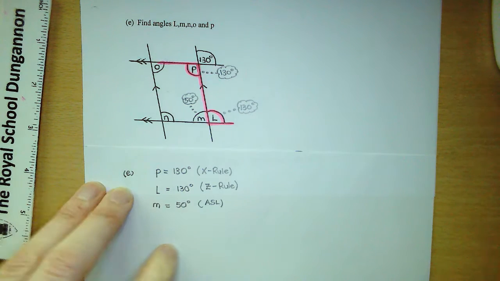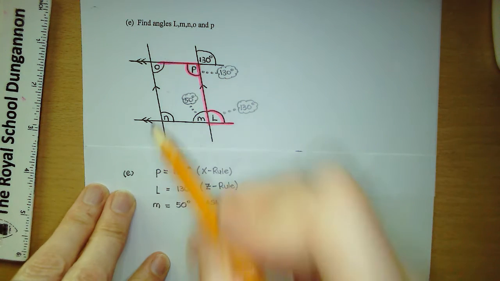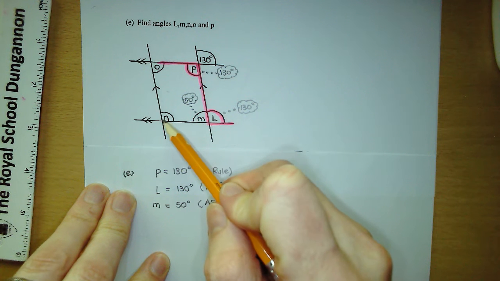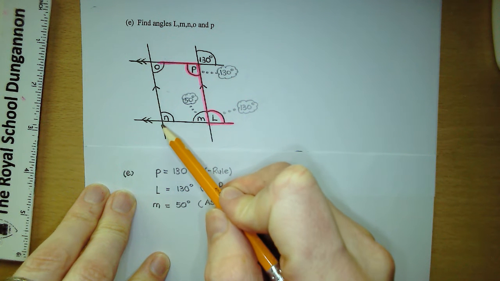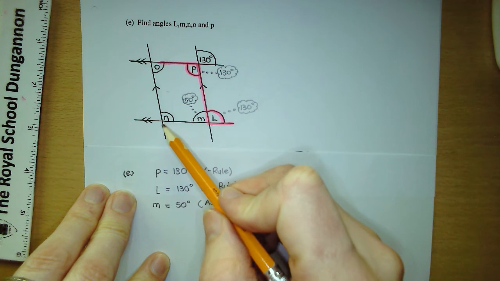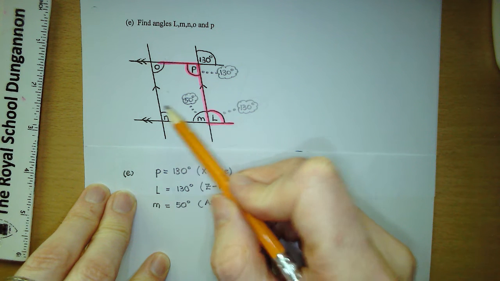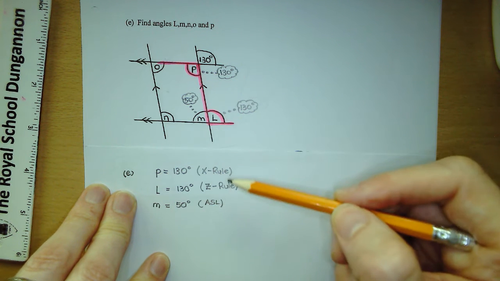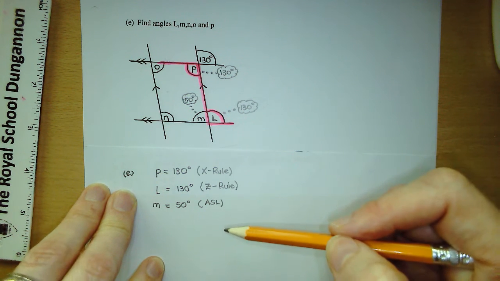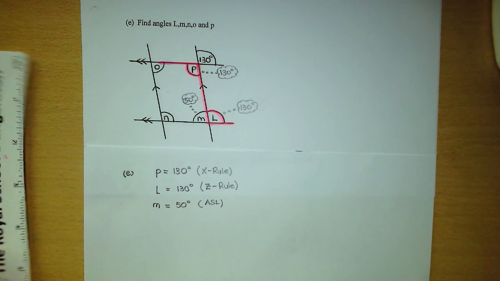Now again, I'm just going to be different here. I'm going to use another angle property to get angle N, and the angle property that I am going to use here is the F rule. Now you could go a different way about it, but this is the way I'm going to go about it because I just want to demonstrate as many different rules as possible. So I'm actually going to use the F rule.